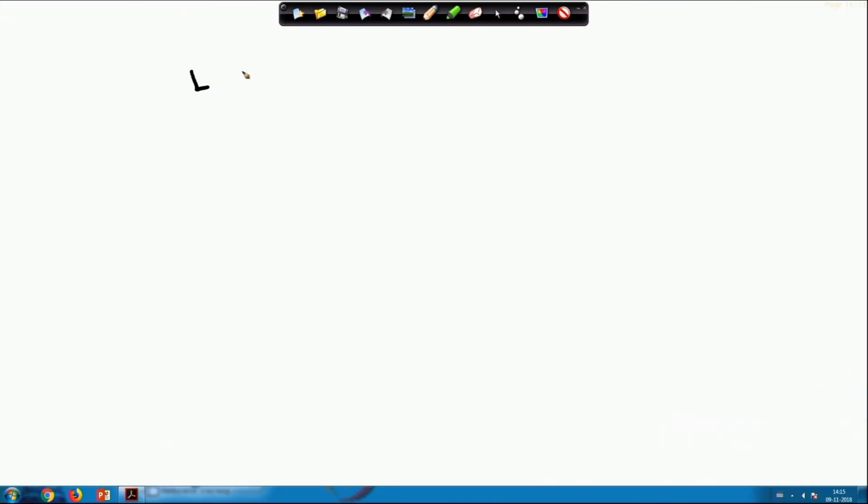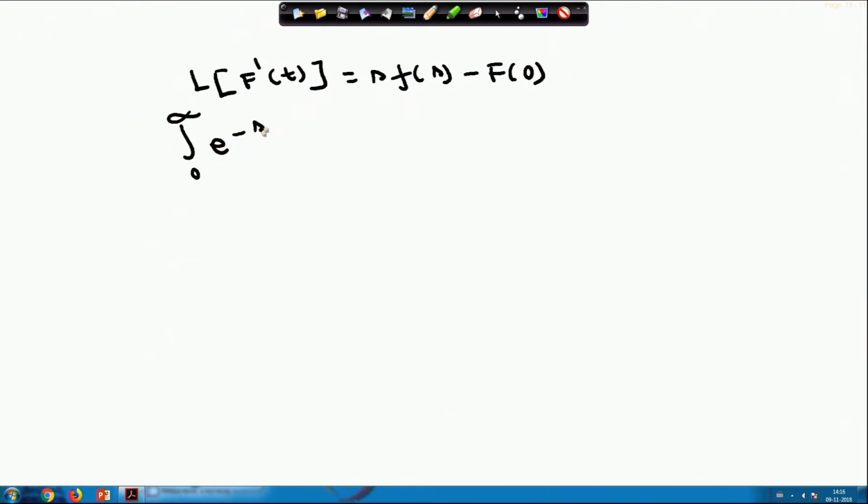Again we are starting from the similar thing, that is the Laplace transform of f dash t, we know it, this is equal to s F(s) minus f(0). So, you can write down the integral from 0 to infinity of e power minus s t into f dash t dt, this is equal to your s F(s) minus f(0).